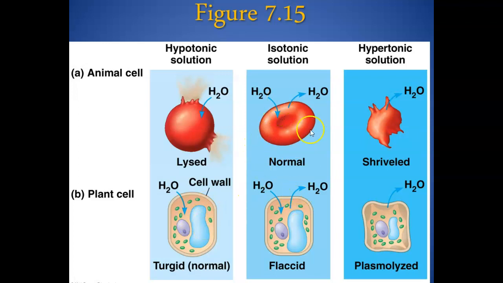In an isotonic solution, the water moves in both directions and achieves a balance, whereas in a hypertonic solution, where the solution on the outside has more concentration than the solution inside the cell, the water will try to move towards where there is more solute concentration, so it will move out of the cell.